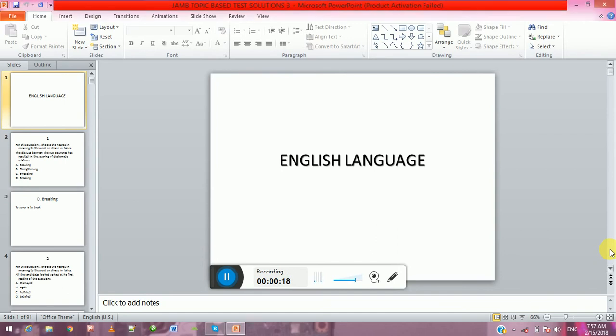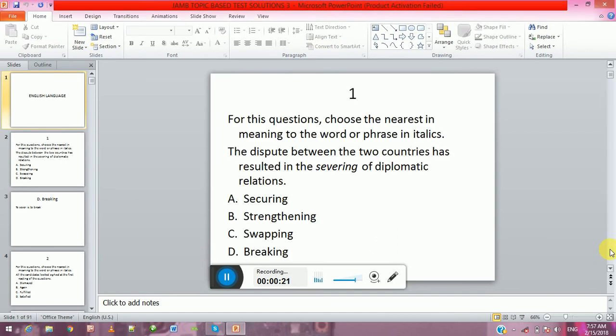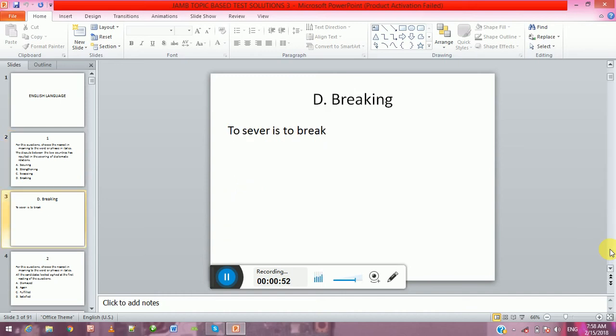We'll start with English language. The first question says, for this question, choose the nearest meaning to the word or phrase in italics. The dispute between the two countries has resulted in severing of diplomatic relations. So the word is severing. Which word is nearest in meaning to severing? A. Securing. B. Strengthening. C. Swapping. D. Breaking. So severing means to break. So the answer is D.